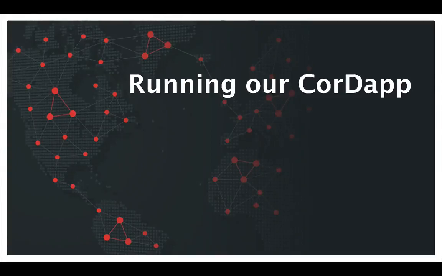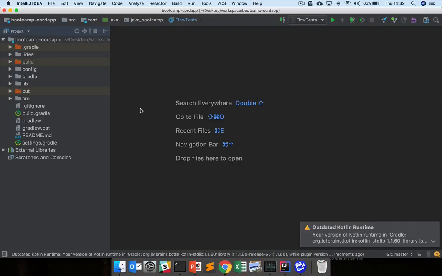After completing all the exercises in the previous sections, our token issuance CorDapp is finally ready. Let's give it a run. First, before we can run our CorDapp, we need to deploy it. We're going to use a task called deployNodes that will automatically create a local test network of nodes that we can run the CorDapp on.